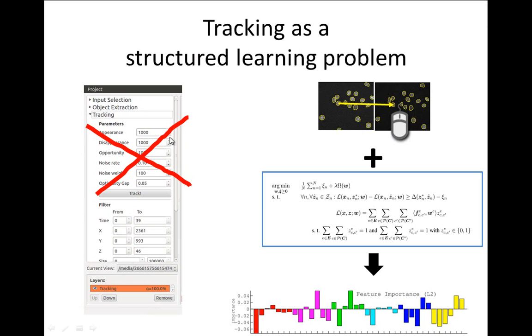So you would like to get rid of this hand specification of parameters, and instead you would like to be able to provide a training set where you say this cell was that one and that cell was that one. So you want to provide ground truth annotation and then learn from this. So we want to use this kind of input plus these are the equations that we've just seen, only using different numbers, and want to be able to use that to learn the parameters associated with all these different features.